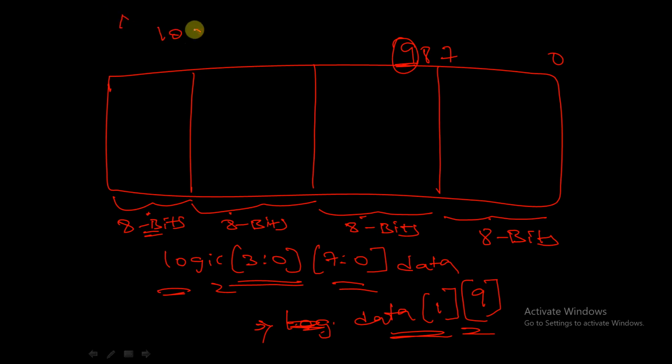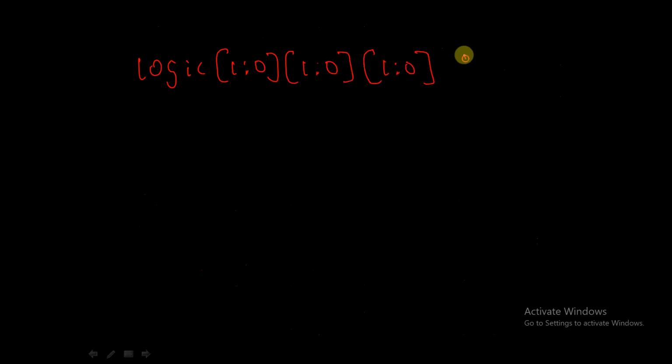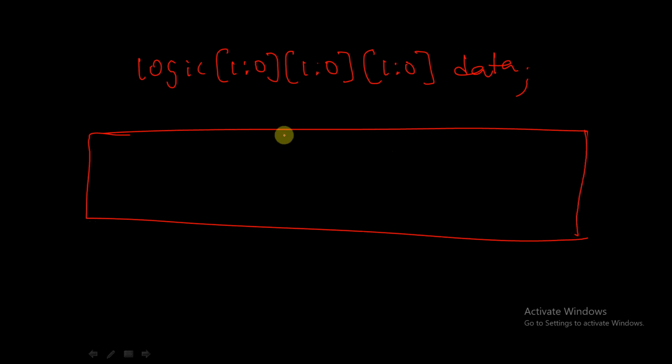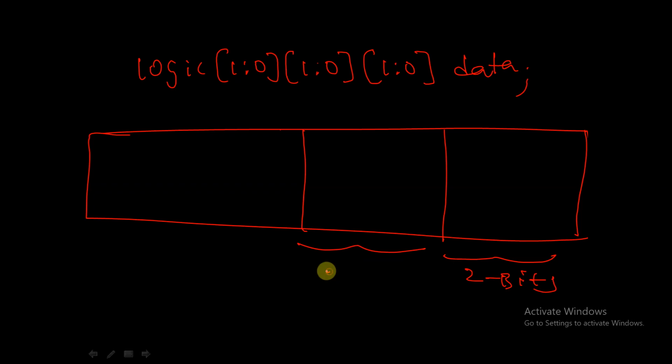You can also have 3D arrays. For 3D arrays, you can simply add one more dimension: 1 down to 0, 1 down to 0, 1 down to 0, example. So here you have three dimensions. Let me represent this diagrammatically. Logic 1 down to 0, 1 down to 0, and 1 down to 0 data. So this data will look like this. You will have two elements in this. Again, it is divided into two elements, and each element will have 2 bits again. Here this is 2 bits, and this is 2 bits, and this will also have 2 bits and this will have 2 bits.